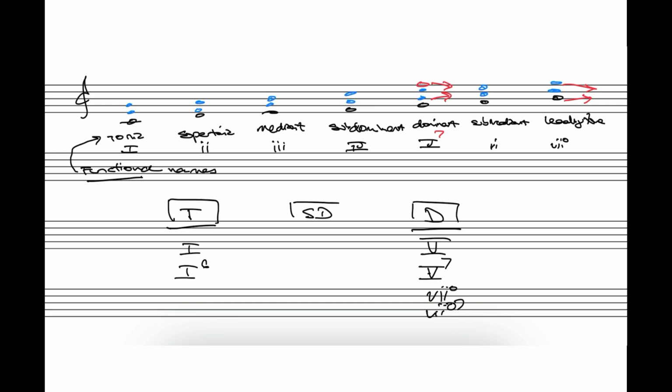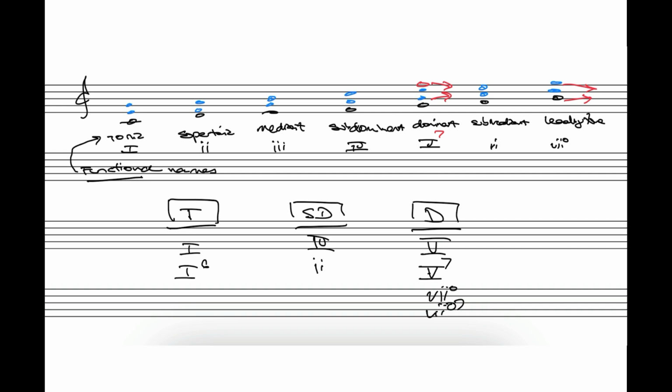The last one is the subdominant function. You might also hear this sometimes called predominant function. This function is an intermediate step between the tonic and the dominant, often preparing the listener for the dominant to come. Chords that are subdominant function are most often the 4 chords and the 2 chords.